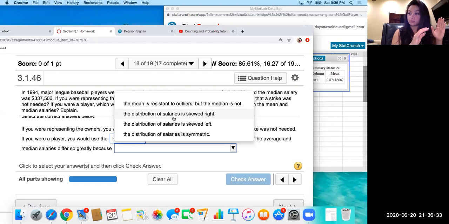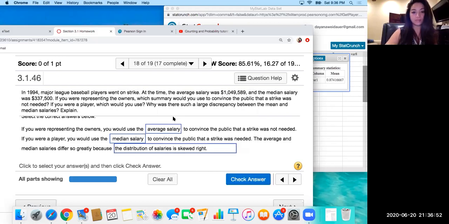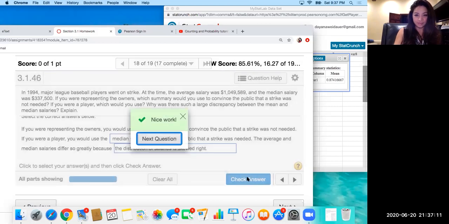So the mean chases the tail. If the mean is smaller, then it's skewed left. If the mean is bigger, then it's skewed right. Say that one more time. The mean chases the tail. If the mean is bigger, then it's skewed right. If the mean is smaller, then it's skewed left. The cat chases the tail. Yep. Nice work.